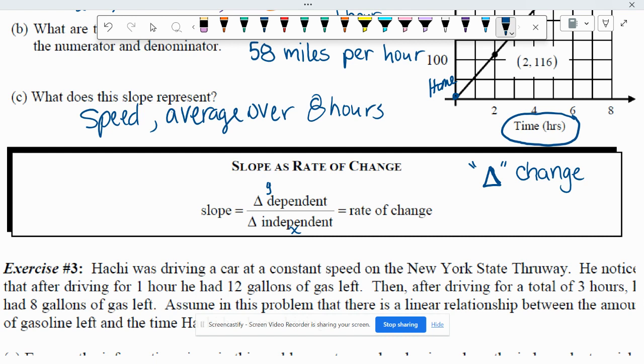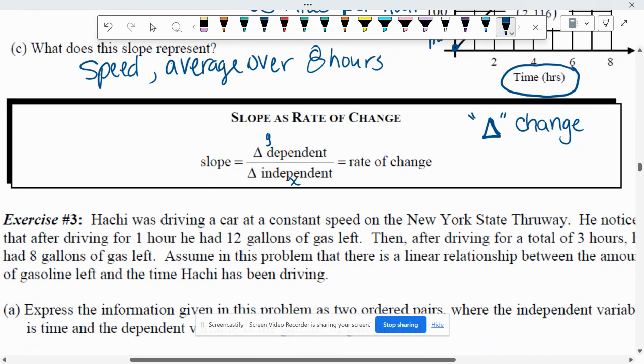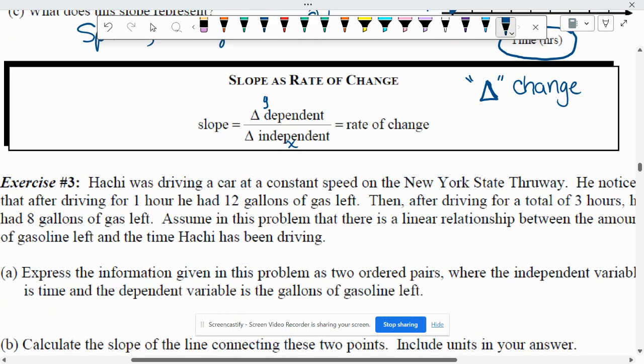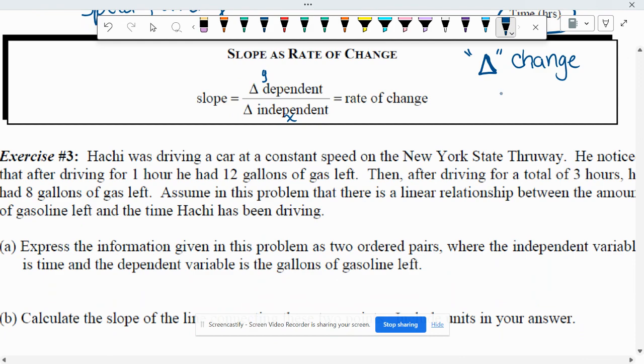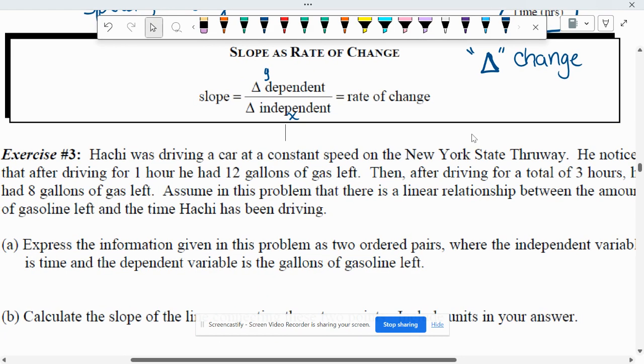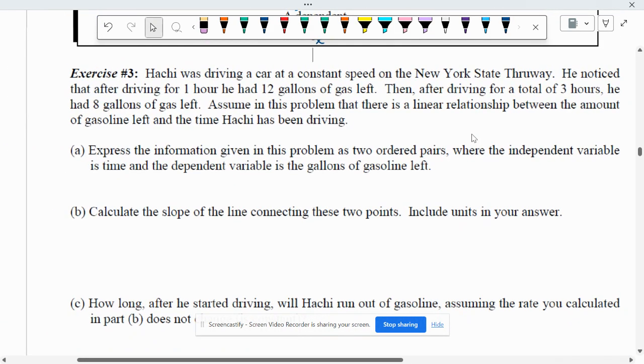So let's look at Hachi. He's driving a car at a constant speed on this New York State Thruway. He notices that after driving for an hour, he had 12 gallons of gas left. And then after driving for a total of 3 hours, he had 8 gallons left. Assume in this problem that there's a linear relationship between the amount of gas left and the time that he's been driving. Let's first find the two ordered pairs in the word problem.